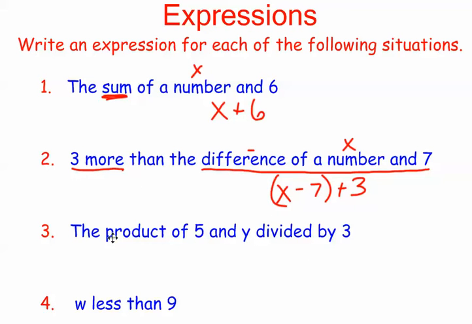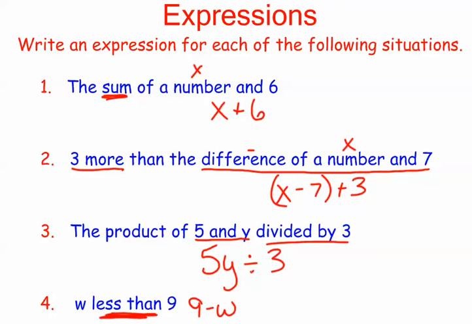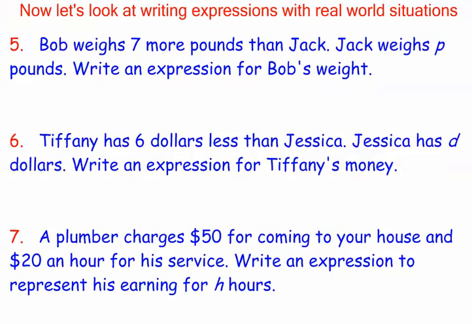Okay, number 3, the product of 5 and y, then divided by 3. So product means to multiply, so 5 times y, just 5y, and then I'm going to divide that by 3. Okay. Last one, w less than 9. Remember that less than, it's always backwards, so that should be 9 minus w. Okay. All right, so those were the expressions. That's what we did in last unit. So now we're going to actually write them in real world situations.